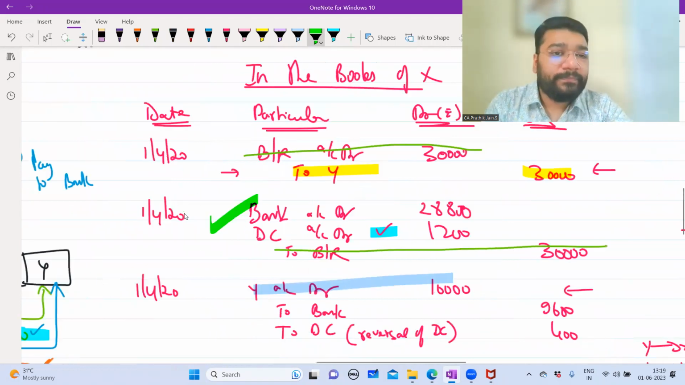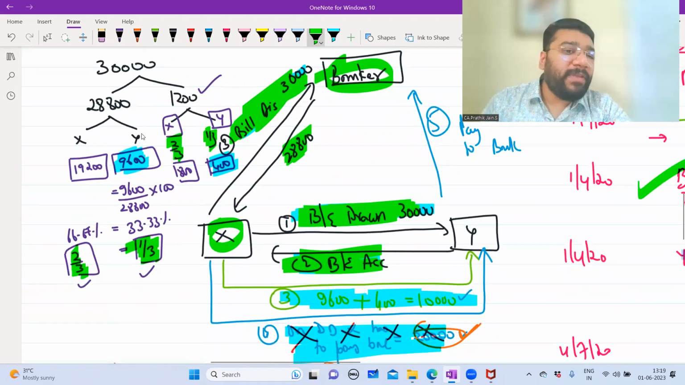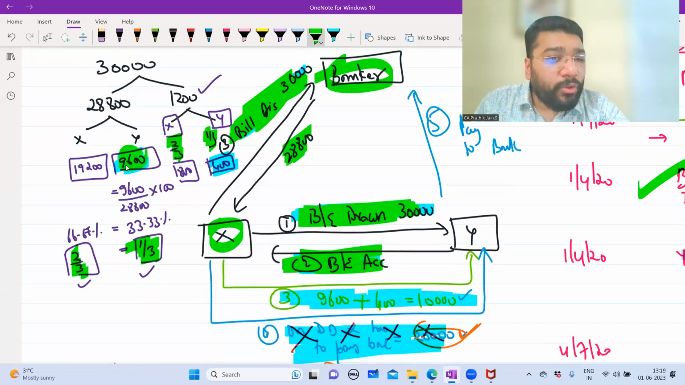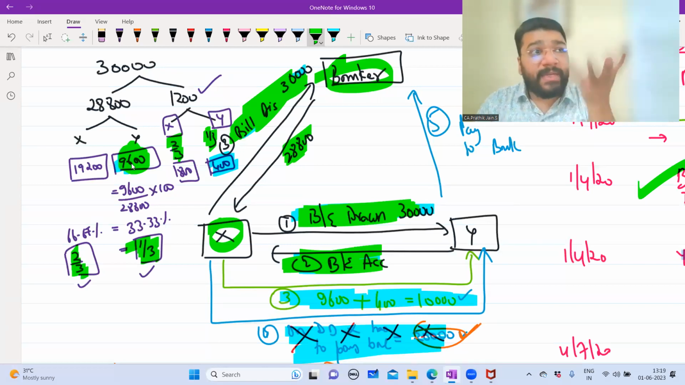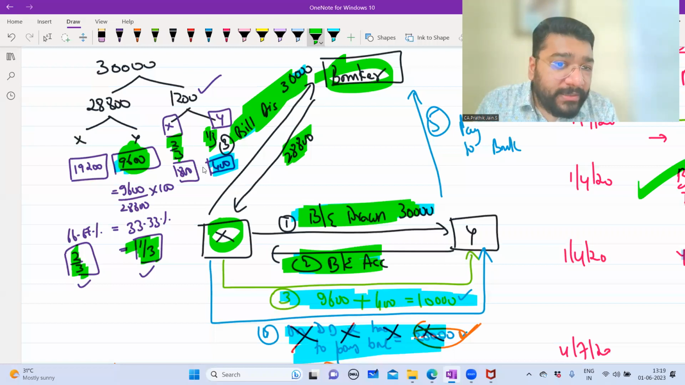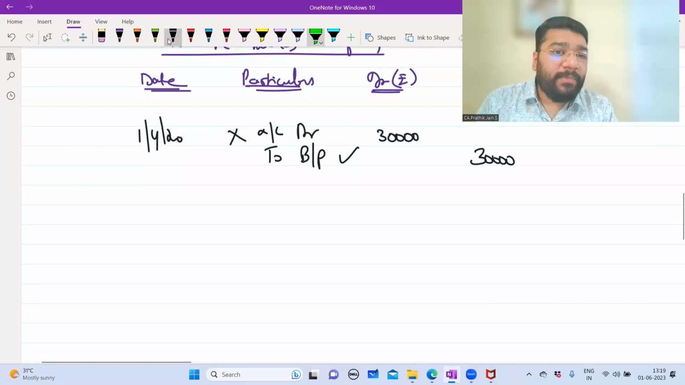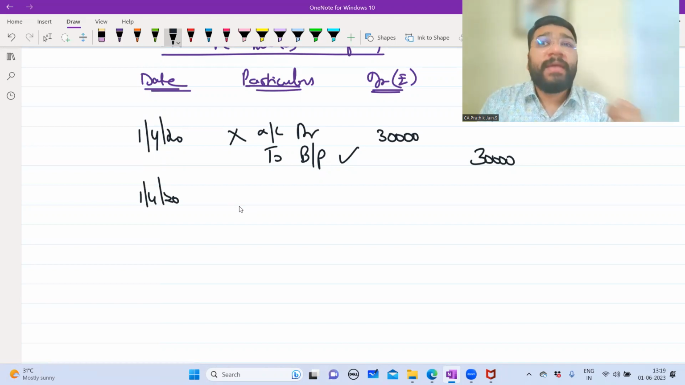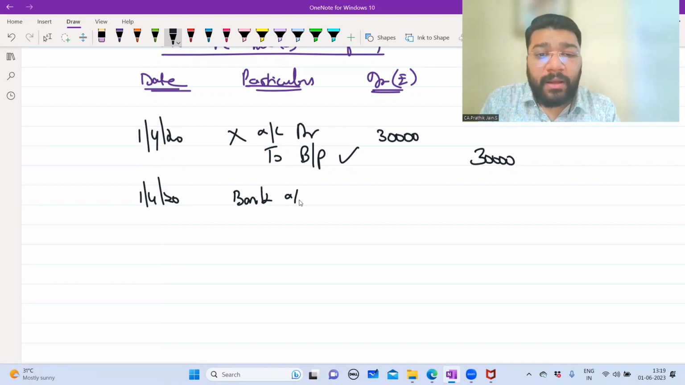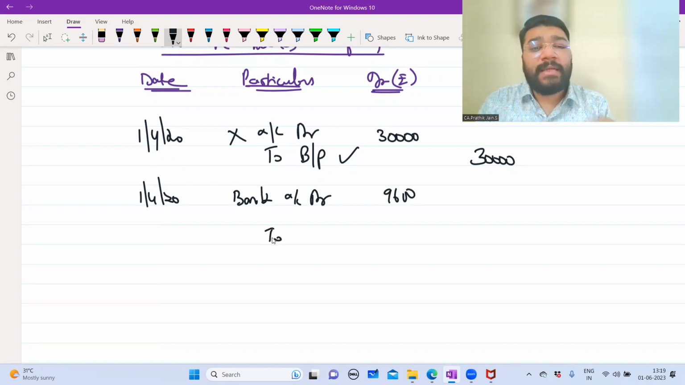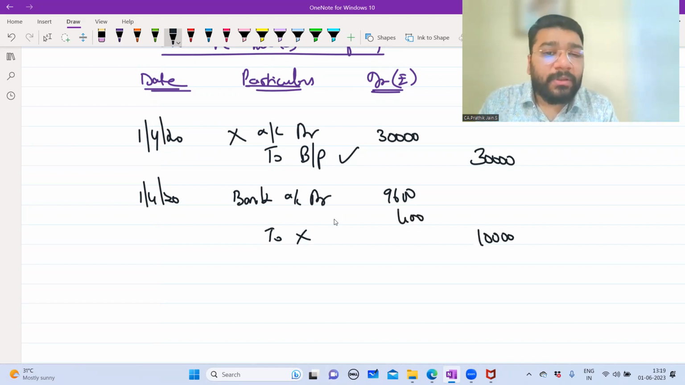Now, once X has received this money, X will give this 9,600 to whom? Y, which means Y will receive this 9,600 from whom? X. So Y is receiving this money from X and he is recording his discounting charges of 400. So on the same day, 1/4/2020, we are receiving money from whom? X in the bank account. So bank account debit. How much? 9,600. What is the settlement? X is paying this money. So X is paying a total settlement of how much? 10,000. So balance 400 is discounting charges.